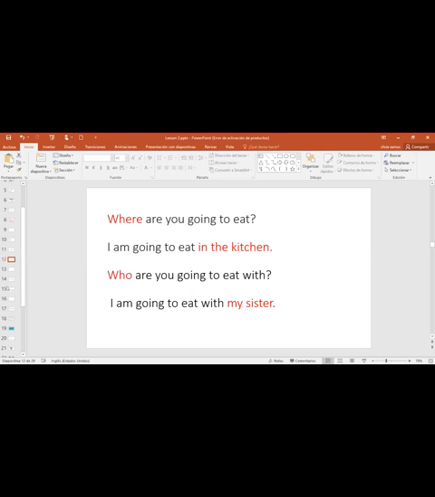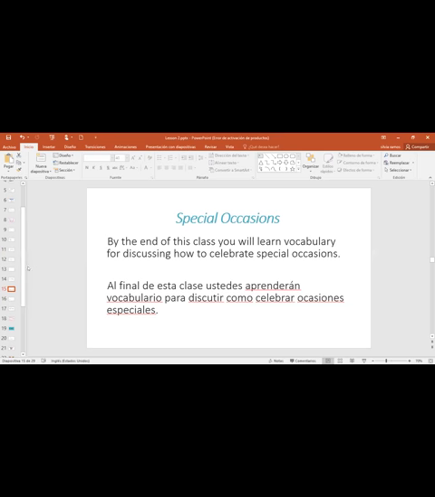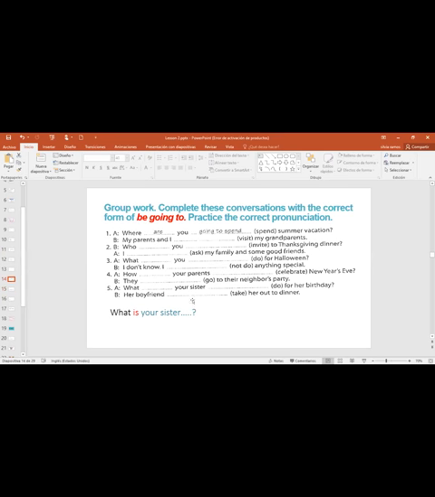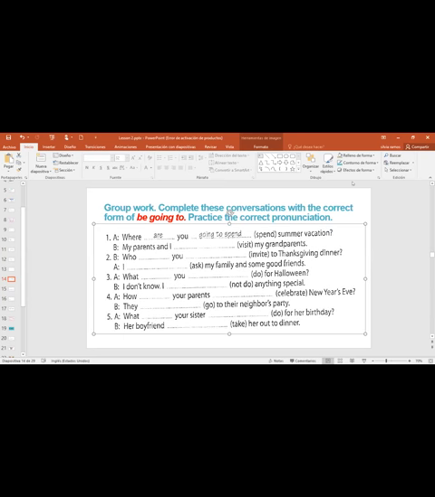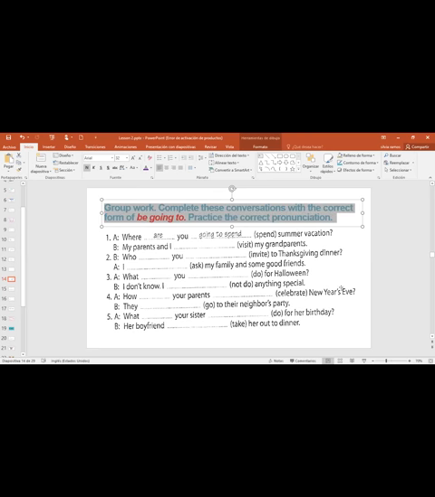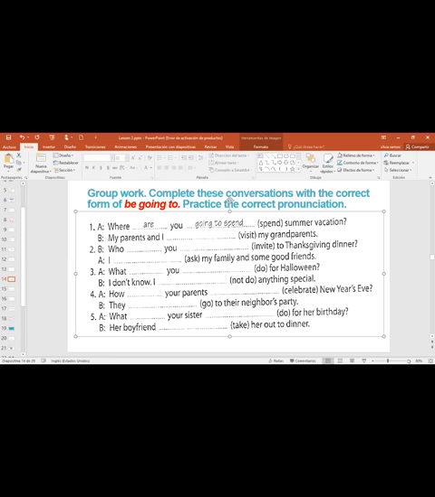Very good. So, we're going to practice this example here. Can you see this on the screen? ¿Pueden ver el ejercicio? Yes. Okay, very good. So, Marielos, can you please read the instruction? Group work. Complete this conversation with the correct form of going to. Practice the correct pronunciation. Very good. So we have letter A is completed.